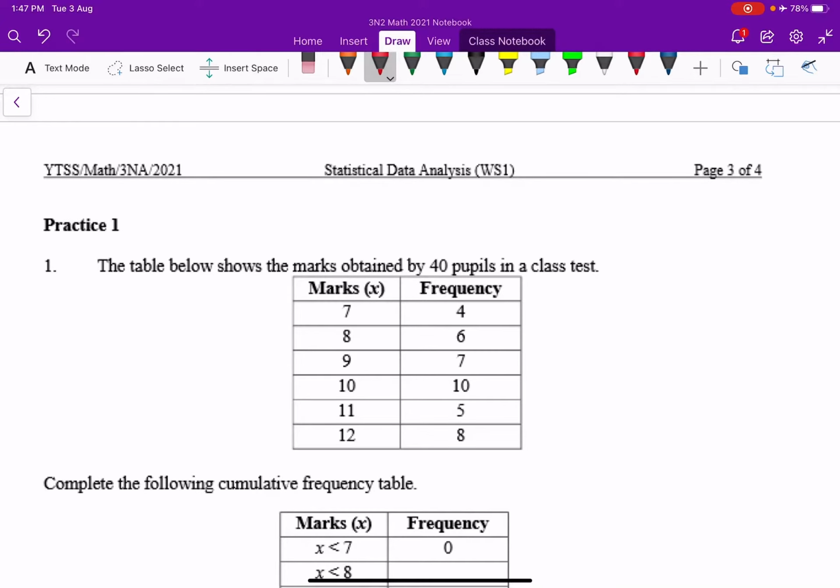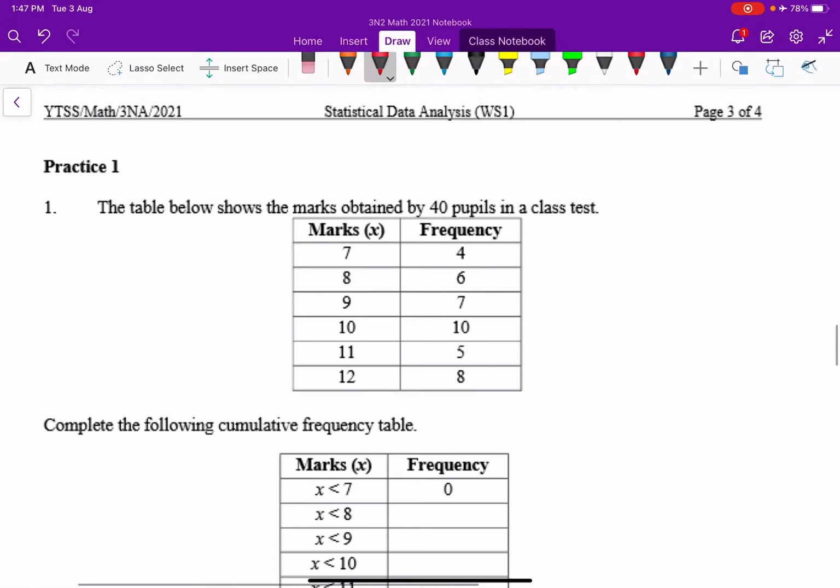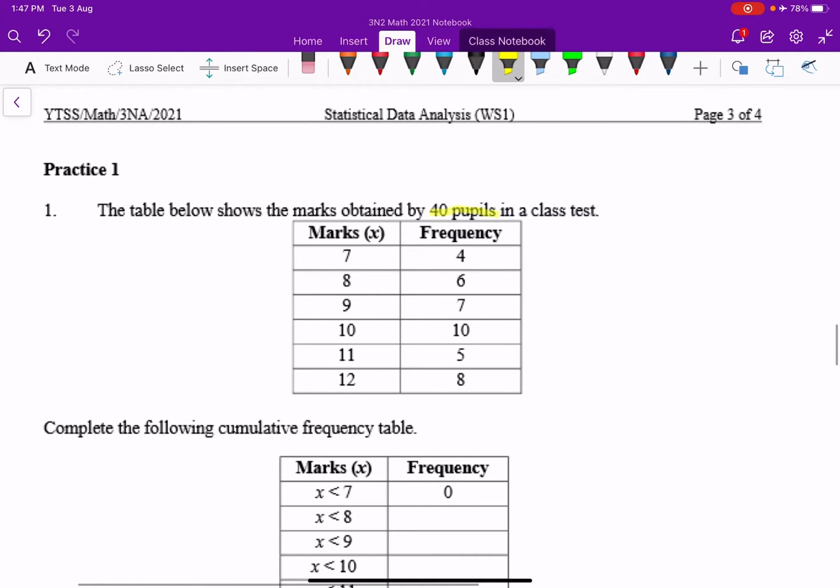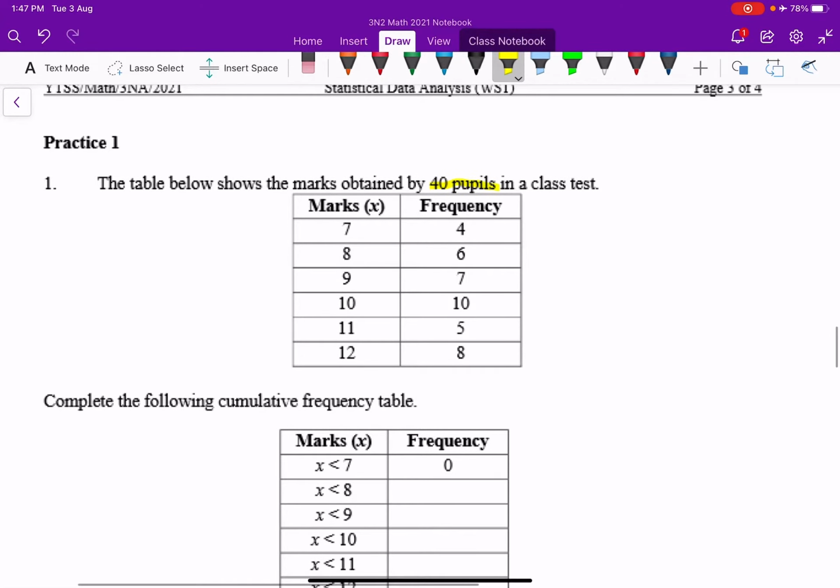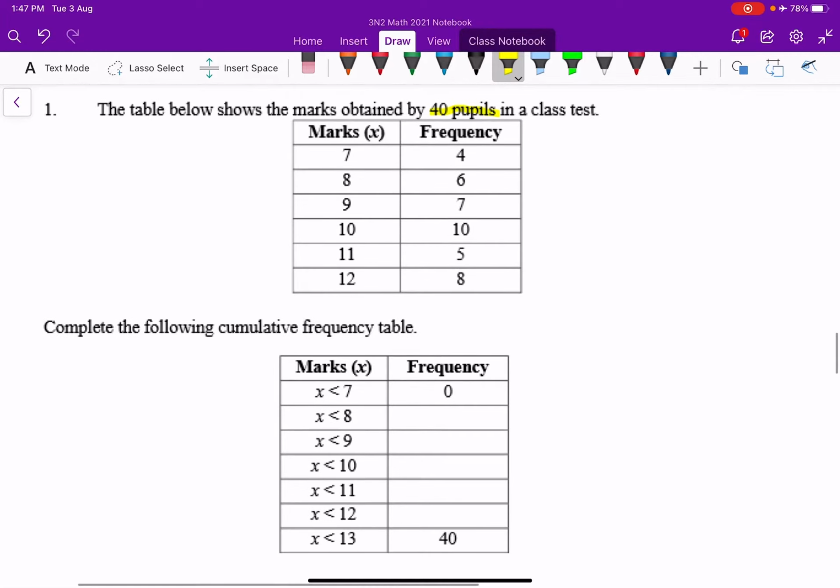Alright, now we're on page 3 doing the practice. The table below shows the marks obtained by 40 pupils in a class test. So there are 40 pupils and these are the marks. Now, we need to form a cumulative frequency table.